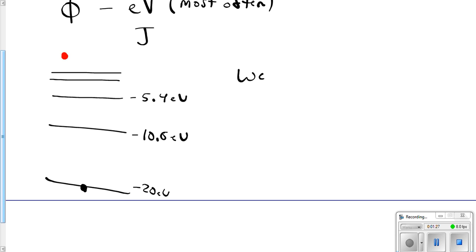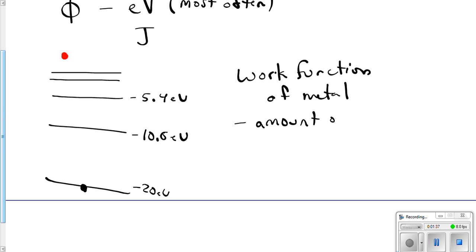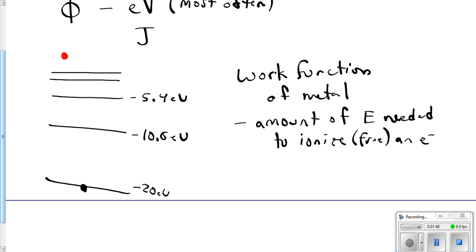Work function of the metal. Basically, the amount of energy needed to ionize or free an electron. So most often it's the energy value associated with the ground state on these things. So the work function of this thing would be 20 electron volts. That's how much energy it takes just to get the electron out of the atom completely.